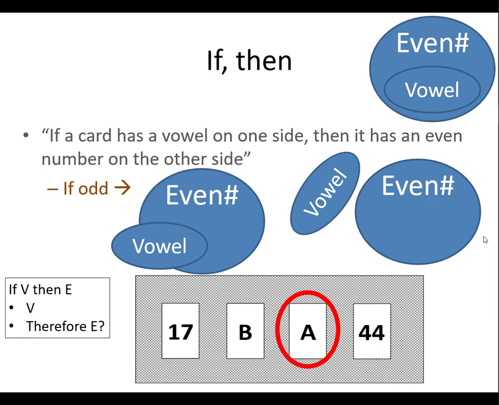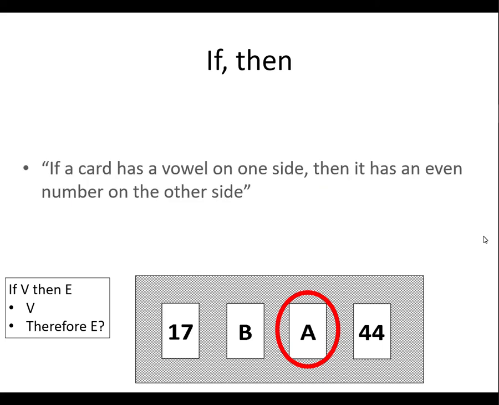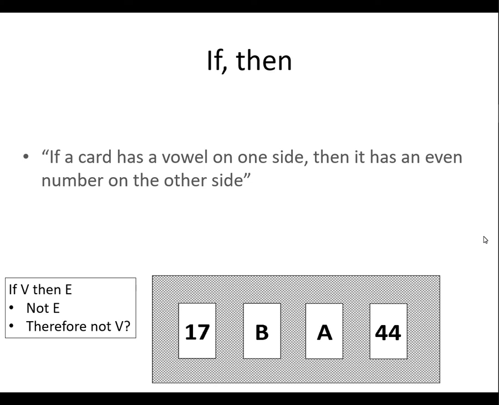Regardless, if we flip the A and it has an odd number on the other side, the if-then rule has been broken and falsified. But that one was rather obvious. It's of course the second option that actually trips people up. The second test is not how we're used to thinking. This is denying the consequent, or modus tollens reasoning.